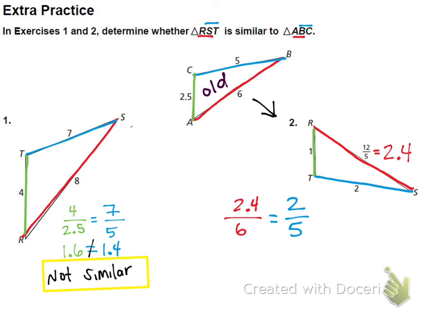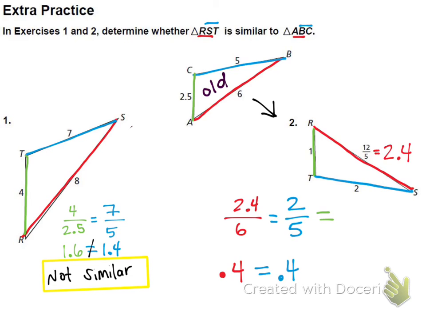Oh, I forgot to keep going. Sorry. This is another decimal in a fraction. We can just make this into a decimal. What's 2.4 divided by 6? 0.4. And then what is 2 over 5 in a decimal? 0.4. Things look promising. Let's check the last one.